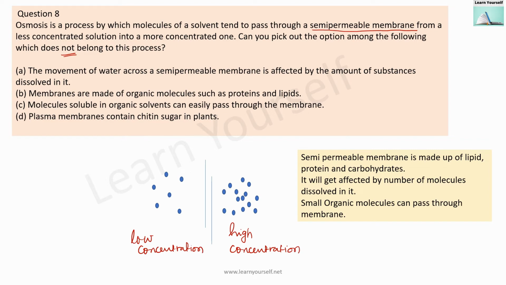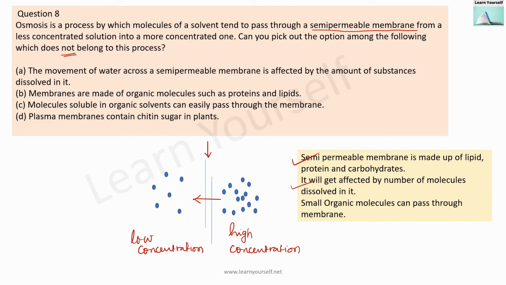So water molecule movement will happen through this semi-permeable membrane which is made up of lipid, protein and carbohydrates from high water concentration to low water concentration. So molecules will move from high water concentration region to low water concentration region through semi-permeable membrane. This is a process of osmosis. Now let us understand some of the important points. First, semi-permeable membrane is made up of lipid, protein and carbohydrates.